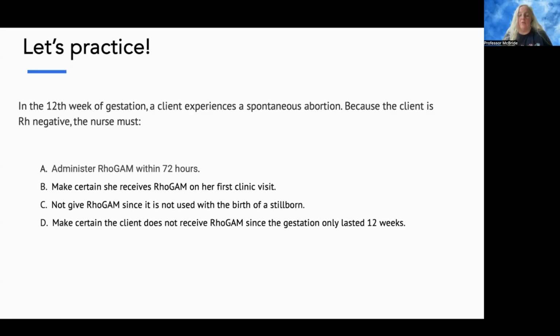So remember that if we have a spontaneous abortion, we don't know if that fetus was Rh positive or Rh negative. Also remember that RhoGAM is effective if we give it within 72 hours. So the choices that say we don't need to give RhoGAM are not accurate. The choice between A and B, giving it within 72 hours or giving it the next time she comes to the clinic, we don't know when her next appointment is to the clinic. Her RhoGAM needs to be given within 72 hours. Therefore, A is the correct answer.